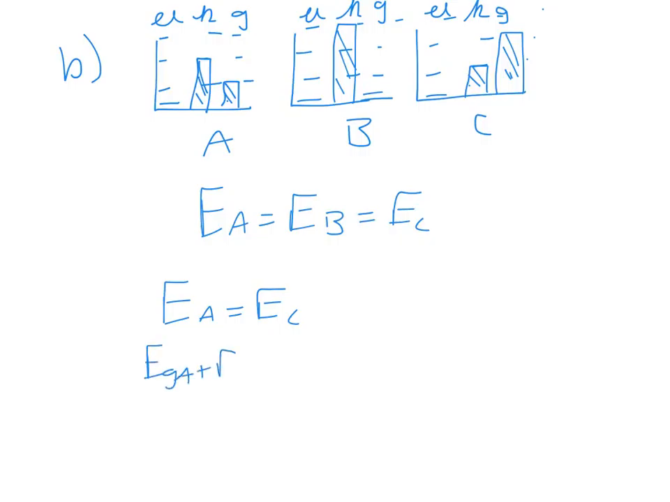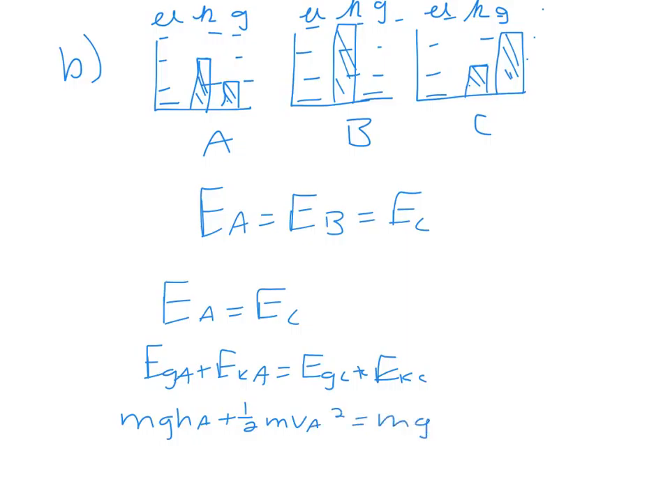EGA plus EKA equals EGC plus EKC. mg height at A plus 1/2 m VA squared equals mg height at C plus 1/2 m VC squared. These m's all disappear since they're in all terms. I'm just going to get rid of the 1/2, multiply everything by 2. So 2g height at A plus VA squared equals 2g height at C plus VC squared.